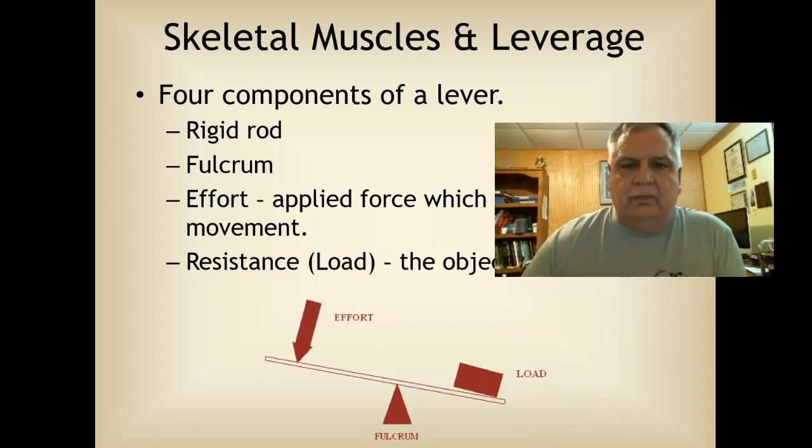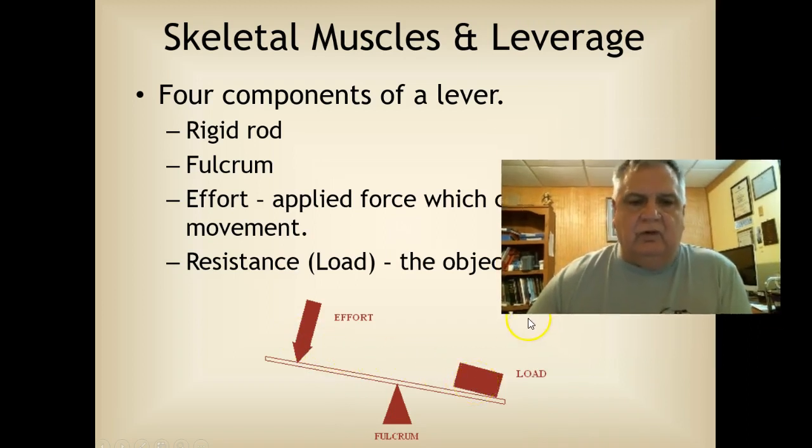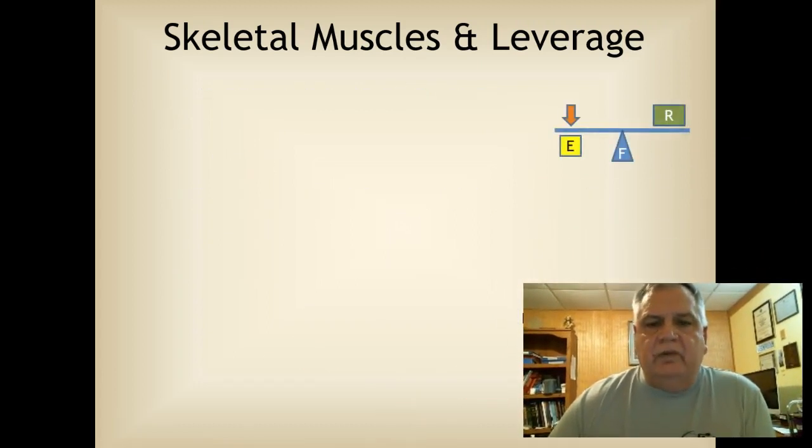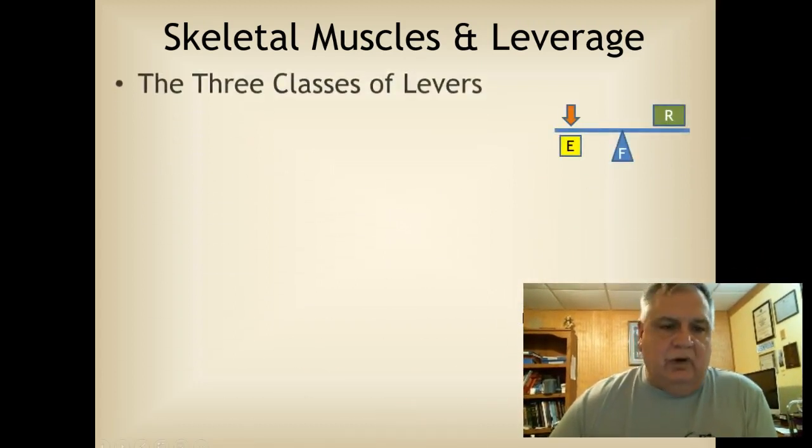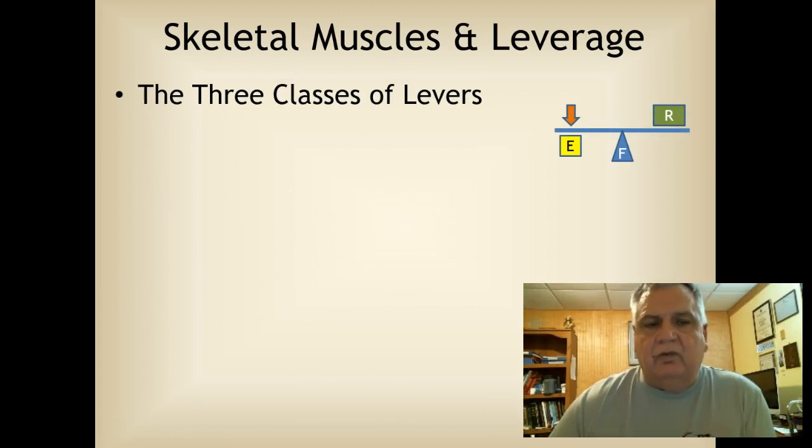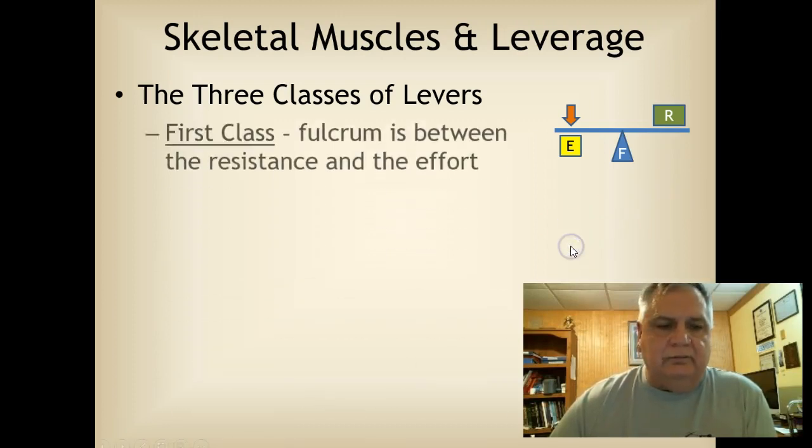This is the classic example of a lever, the teeter-totter example. Here we can see the board representing the rigid rod, the fulcrum, the pivot point, the site of application of the effort, and the load or resistance that we're trying to overcome. Now, whenever we take a look at skeletal muscles and leverage, and whenever we look at levers themselves, not all levers are the same, right? So we talk about three different classes of levers. And each class is based upon which component of the lever is located in the center.